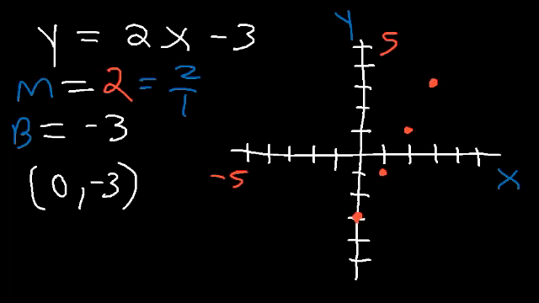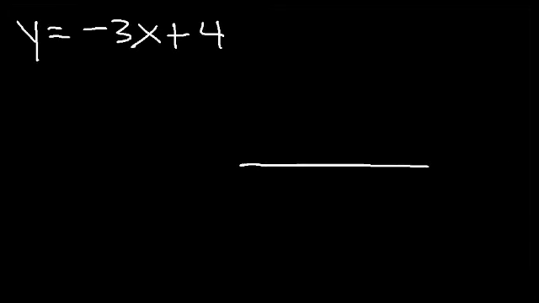And then we could connect these points with a line. So that's how you can graph a linear equation in slope-intercept form. Plot the y-intercept and then use the slope to find the other points. Try this one. y is equal to -3x plus 4. Go ahead and graph this equation.